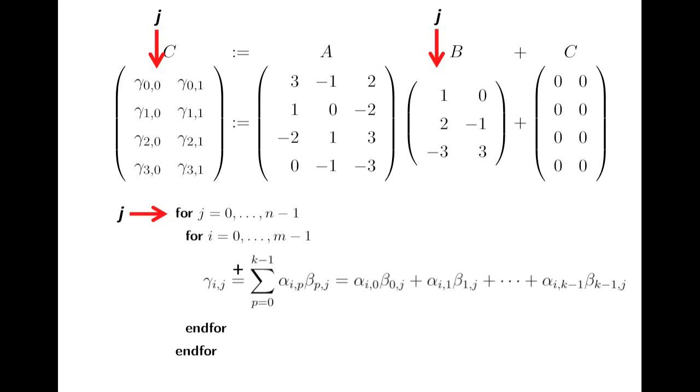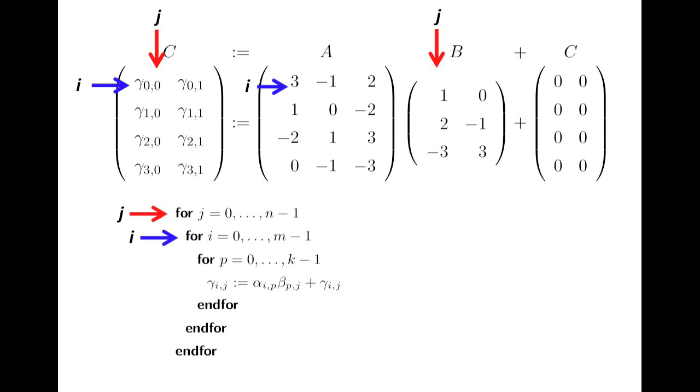Now let's illustrate this. There are three loops. The j index keeps track of the columns of C and B with which we are computing. The i index keeps track of the rows of C and A with which we are computing. If we replace the summation that was the dot product, then we end up with a loop indexed by p that adds the dot product to the ij entry of C. Let's illustrate this. We start by pointing j to the first column of C and i to the first element in that column.